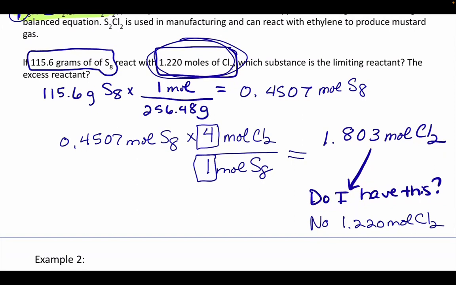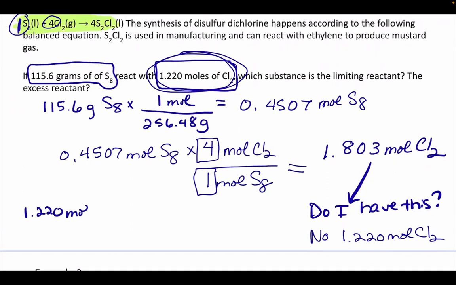If I had gone the other way, and you don't need to do both, but I'll just show you, by chance you will go the other way sometimes. So this time I would go 1 mole of S8 for every 4 moles of chlorine. So when I do this, I get 0.305 moles of S8.